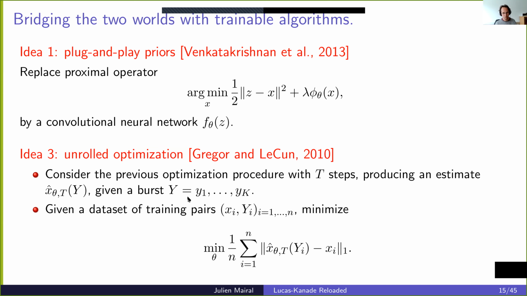So given a burst y, we have this optimization method that produces an estimate. And the idea of unrolled optimization is to see this sequence of optimization steps as a computer program that allows differentiation. So we will see every step of the optimization procedure as something that allows backpropagation. That makes this old world of inverse problems compatible with any deep learning framework, such as PyTorch, for example. And you can now consider this optimization problem that is well defined. You can see this x hat theta t of yi as a network architecture that produces a high resolution image, and on training data, you can minimize this.